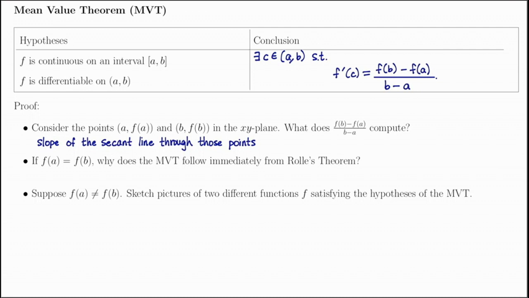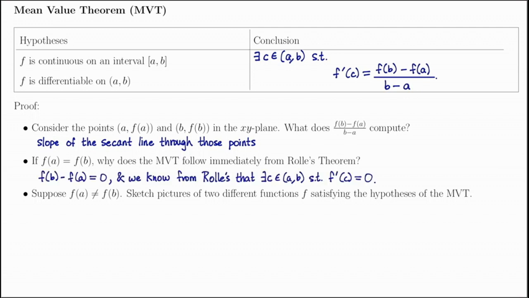Let's immediately rule out one case. If it were the case that f of a equaled f of b, then the mean value theorem reduces to Rolle's theorem. Because if f of a equals f of b, the right-hand side of our conclusion is just 0. We have 0 divided by b minus a. And Rolle's theorem told us that if the function had the same value on the endpoints, there was an interior point where the derivative was 0. So we know that there's a c where f prime of c equals 0, and that's what the right-hand side should be. Therefore, the mean value theorem is like a bigger version of Rolle's theorem.